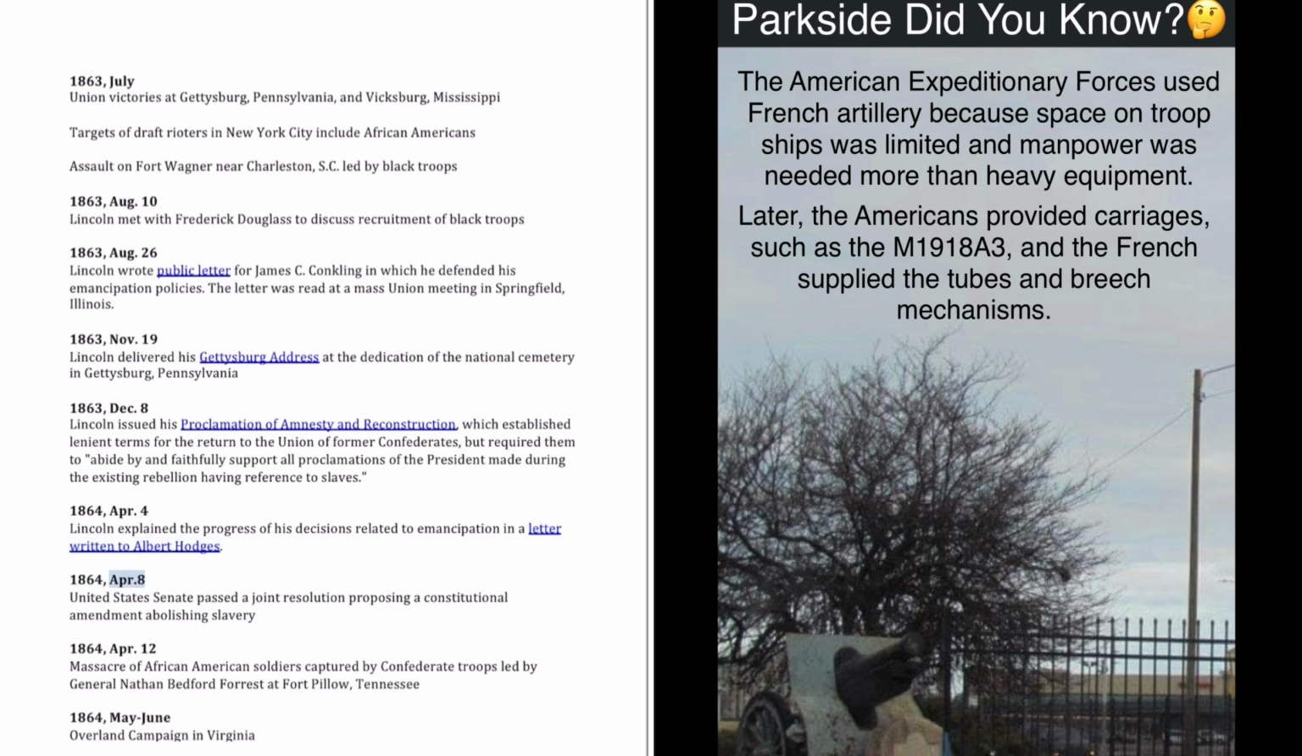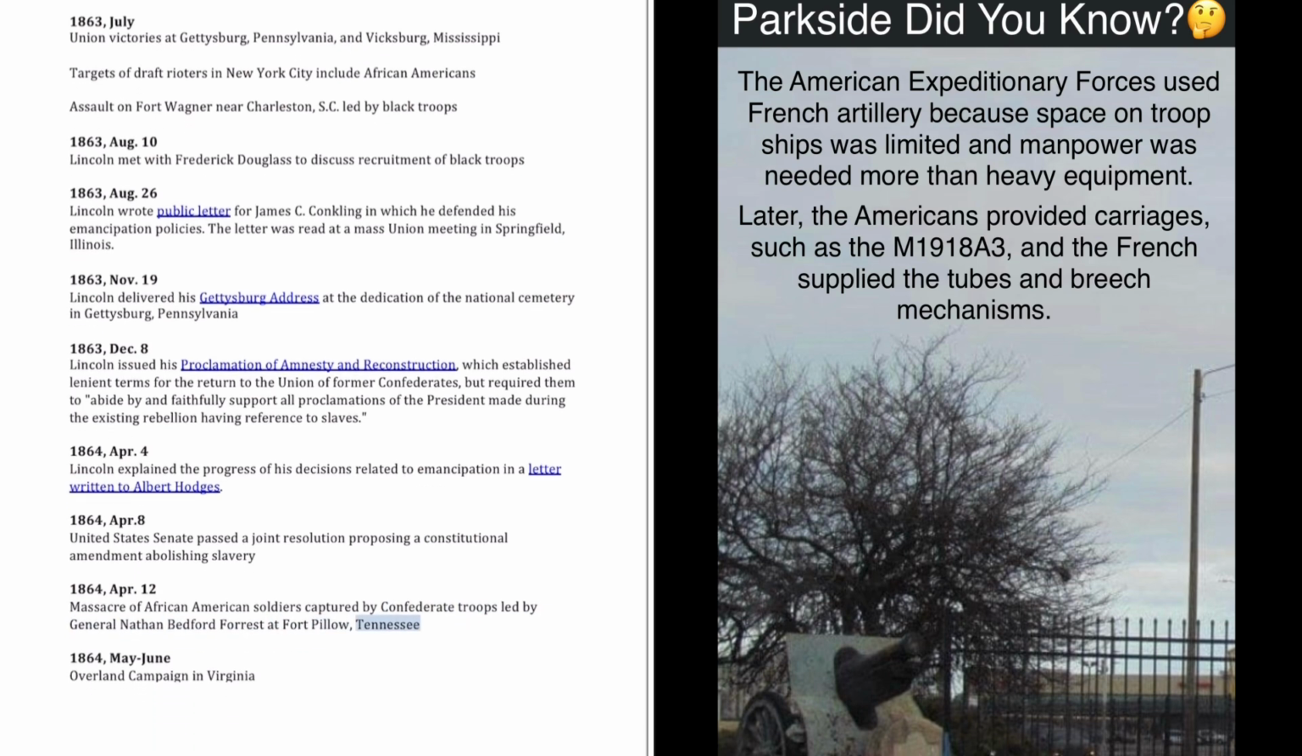1864, April 8. United States Senate passed a joint resolution proposing a constitutional amendment abolishing slavery. 1864, April 12. Massacre of African American soldiers captured by Confederate troops led by General Nathan Bedford Forrest at Fort Pillow, Tennessee.